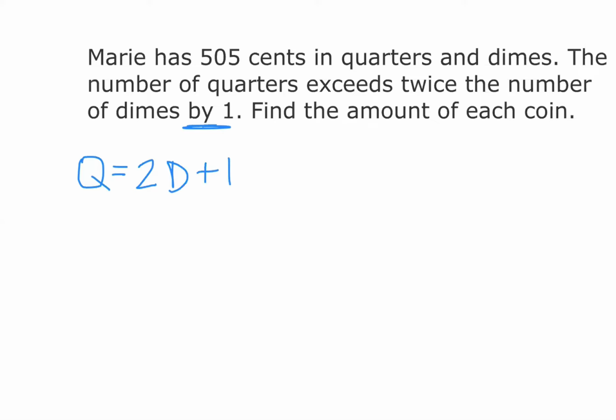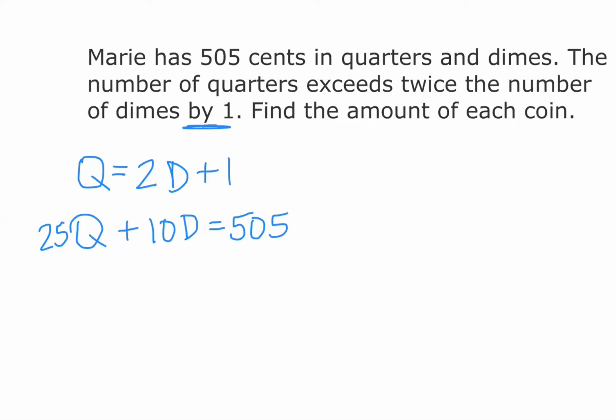And from the first one, we know that the quarters times the value of the quarter plus dimes times the value of dimes is equal to 505. Once again, why do we multiply by the value of each coin? Well, because the variable represents the number of that coin. So to get the value, we have to multiply by the value of the coin, okay?